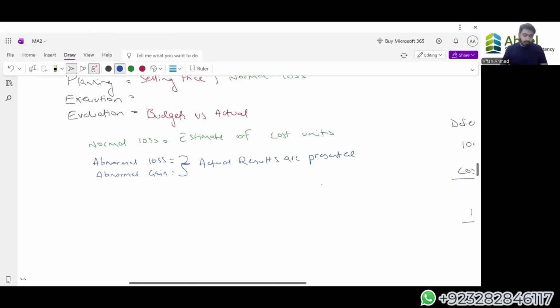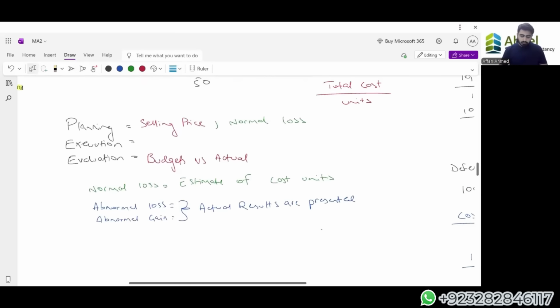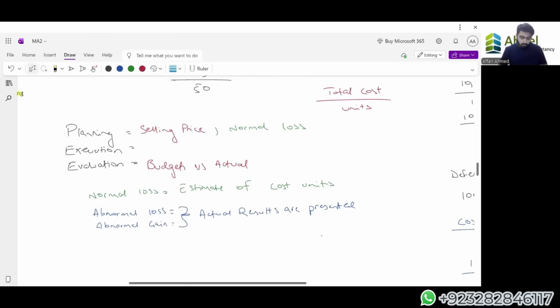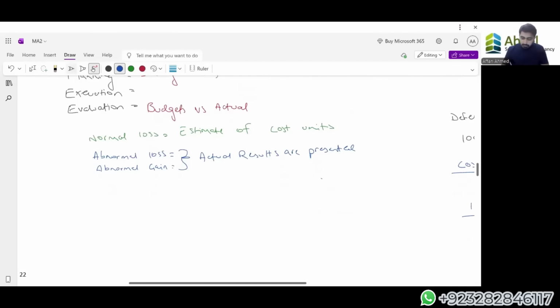What do we mean by that? Now, in this situation, what did we have? We had that the input was 1000 units. We estimated a normal loss of 50 units here. That means we estimated our selling price, or allocated the cost per unit, based on 950 units. We estimated that we will have 50 units as a loss and 950 units are going to be correct. Now, this is an estimate.